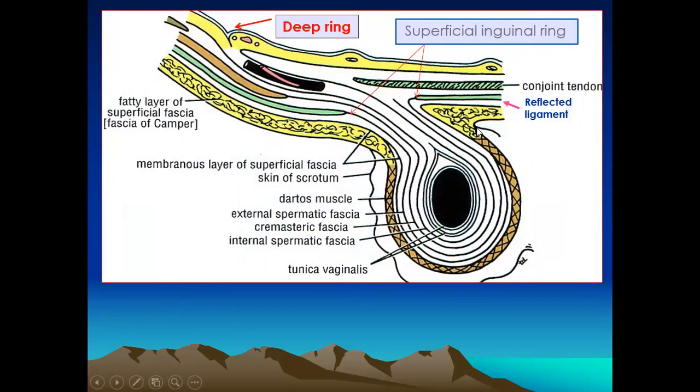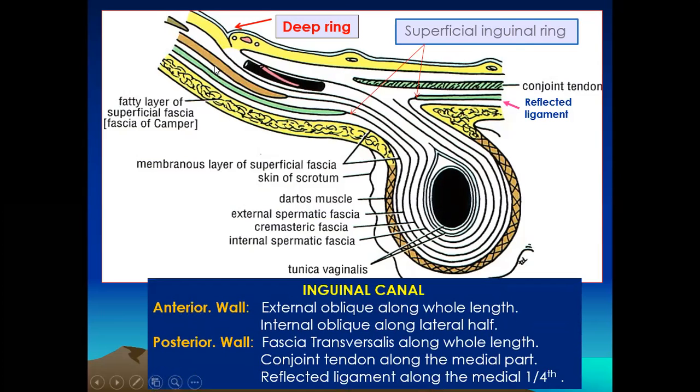Now we can see the deep inguinal ring here and the superficial inguinal ring here, and the content. In case of male, it will be the spermatic cord. In case of female, it will be the round ligament of uterus, along with the ilioinguinal nerve as well as some lymphatics. So here is the deep inguinal ring. This is the superficial inguinal ring, and this is called the inguinal canal. Now coming once again to all the walls of the inguinal canal.